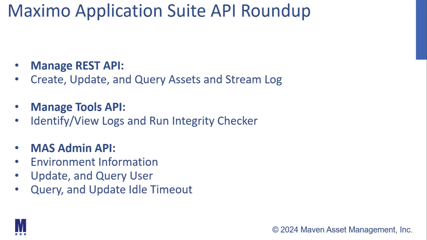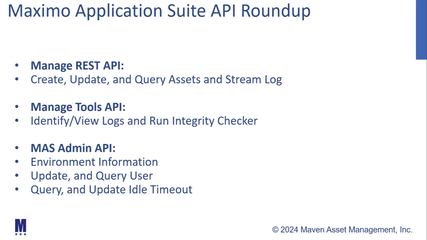And then for the Mass Admin API, the examples we're going to walk through are obtaining some general environment information, updating and querying for a Mass core user, and then working with a simple configuration in Mass, including querying and updating the idle timeout property. This video will cover a few examples, so I'll provide the links to the IBM documentation for each of these APIs for anyone interested in diving deeper.